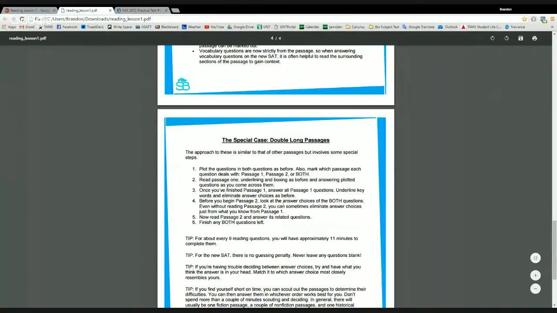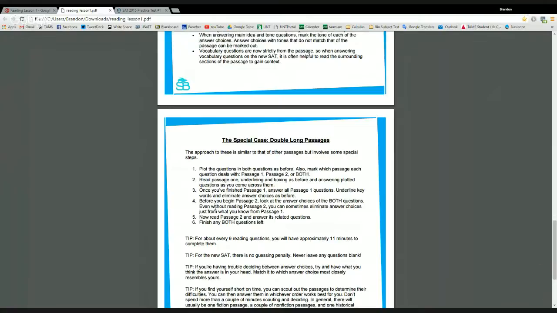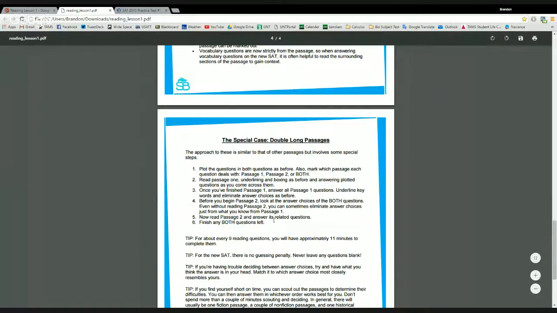Before you begin passage 2, look at the answer choices of both. So you want to go through the both questions before you read passage 2 and see what you can cross out. Then you want to read passage 2 and answer related questions. Then you want to finish with the both questions.